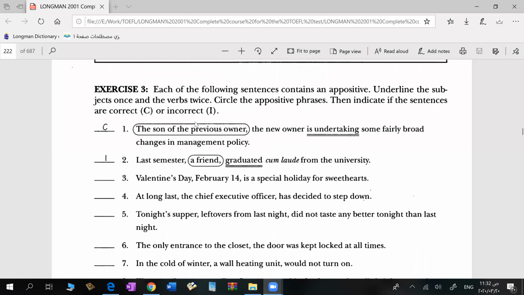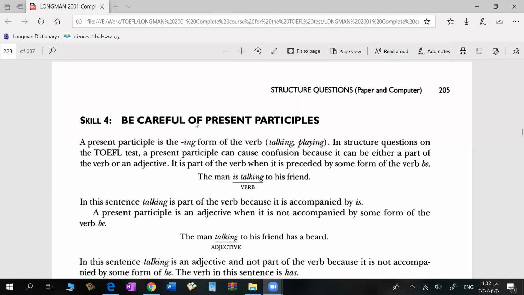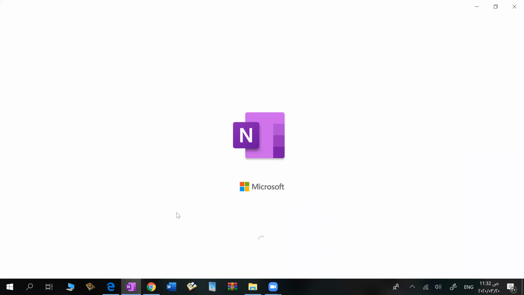Okay, so this is where we stopped last time. Be careful with present participle. Just as a quick recap, what did we do yesterday?